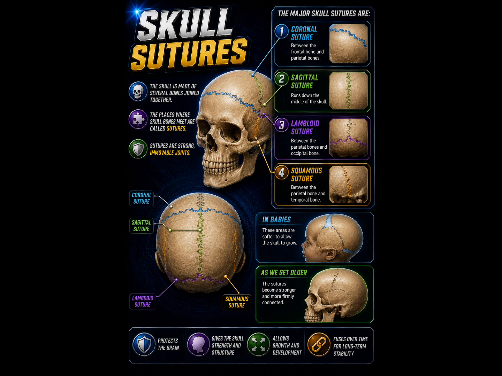Skull sutures. The skull is made of several bones joined together. The places where skull bones meet are called sutures. Sutures are strong, immovable joints. The major skull sutures are coronal suture, between the frontal bone and parietal bones. Sagittal suture, runs down the middle of the skull. Lambdoid suture, between the parietal bones and occipital bone. Squamous suture, between the parietal bone and temporal bone.